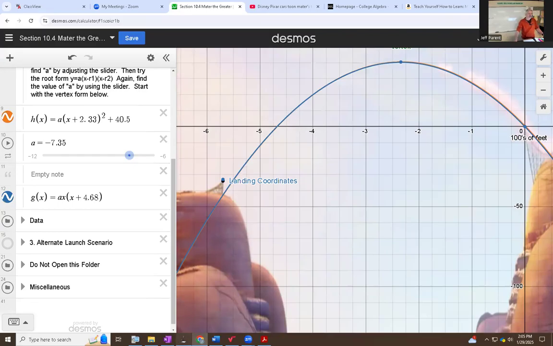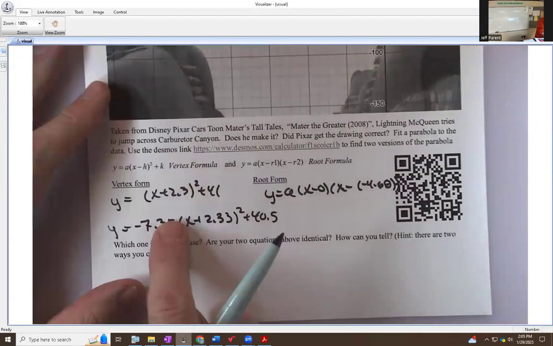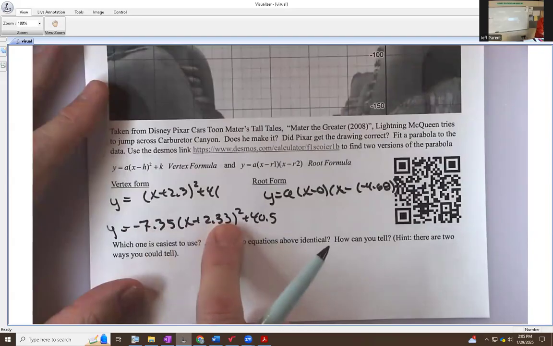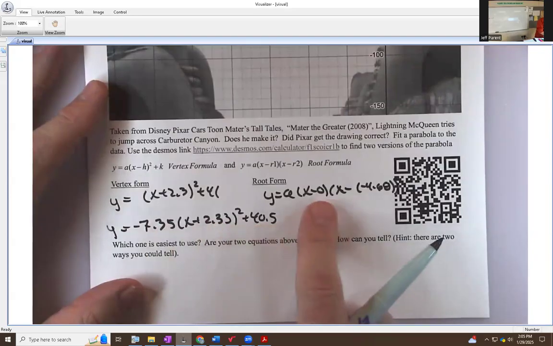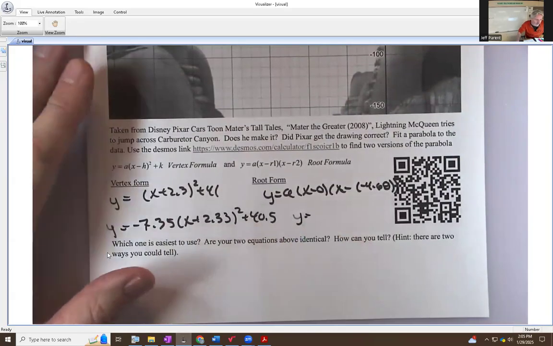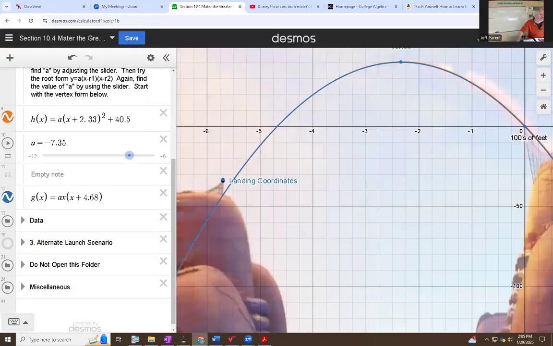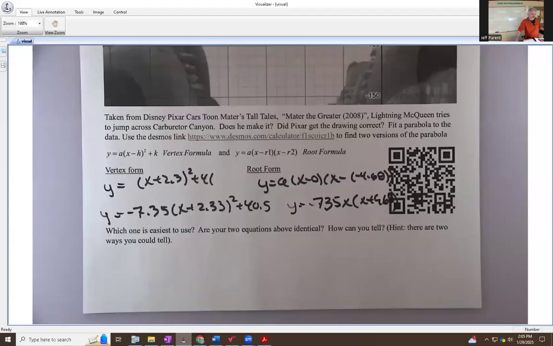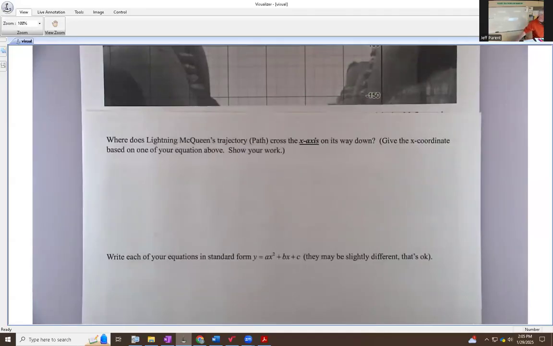The other way that you could work this would be to square this out, distribute the negative 7.35, add the 40.5, and see if you get the same thing when you multiply this out, which, let me look back here, was negative 7.35 times x times (x plus 4.68). So which one's easiest is a little bit of preference, but you can check it.